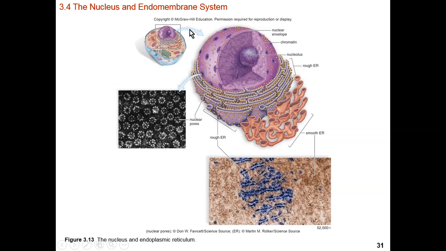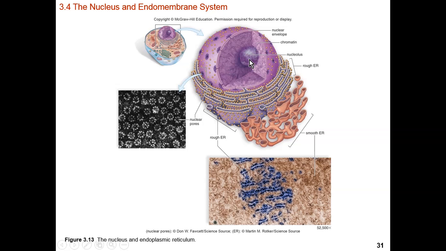So here we can see a eukaryotic cell, and we're going to zoom in on the nucleus. Here's our nucleus. The nucleus has a double membrane nuclear envelope on the outside. You'll note that there's lots of little holes in the nucleus known as nuclear pores, and here's a scanning electron micrograph of those nuclear pores. Those nuclear pores are significant because they allow information to go in and out of the nucleus.